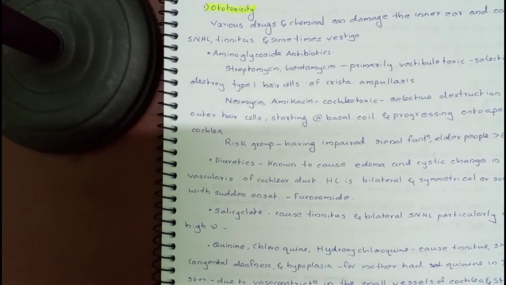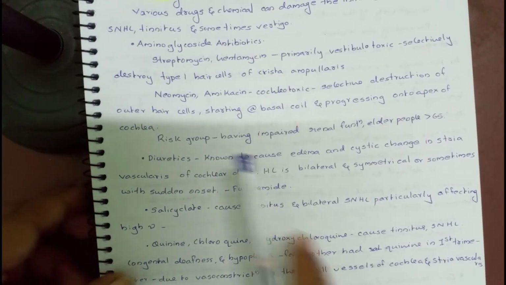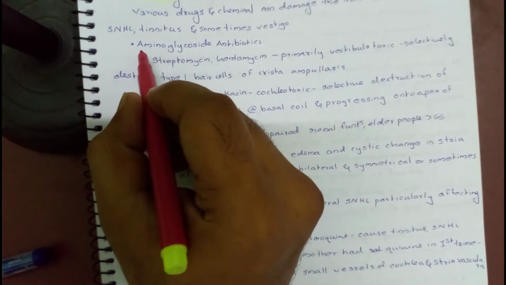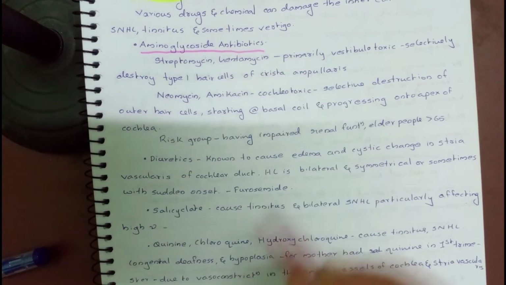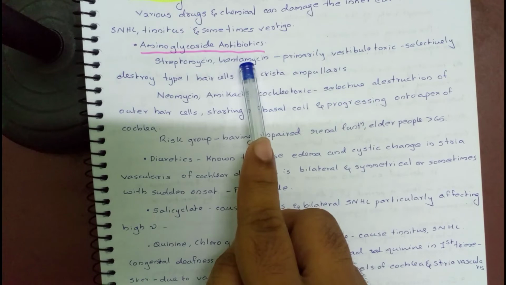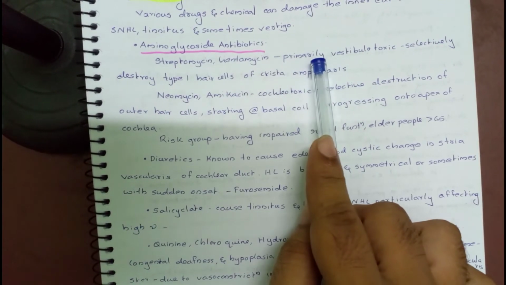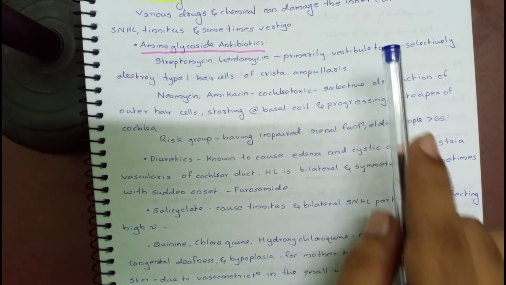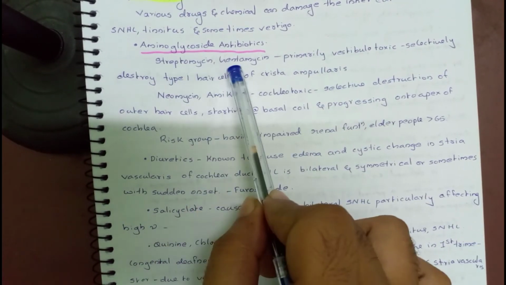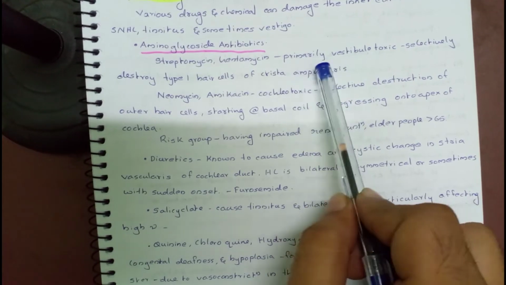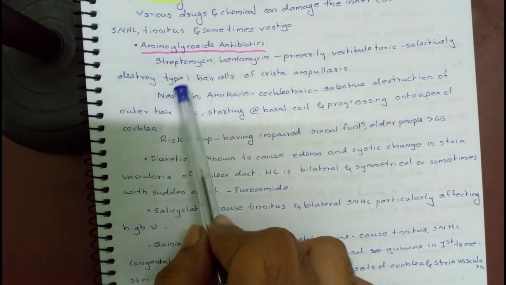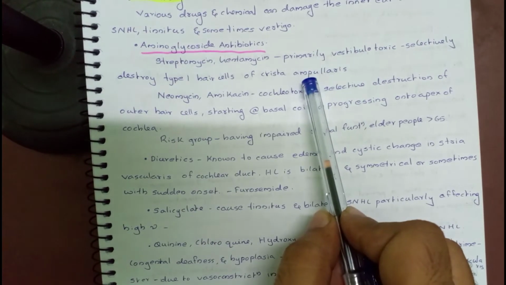So let's look at which are the ototoxic drugs. The first one is the aminoglycoside antibiotics. Streptomycin and gentamicin are primarily vestibulotoxic. There are two types, vestibulotoxic and cochleotoxic. Streptomycin and gentamicin are primarily vestibulotoxic and selectively destroy type 1 hair cells of the crista ampullaris.